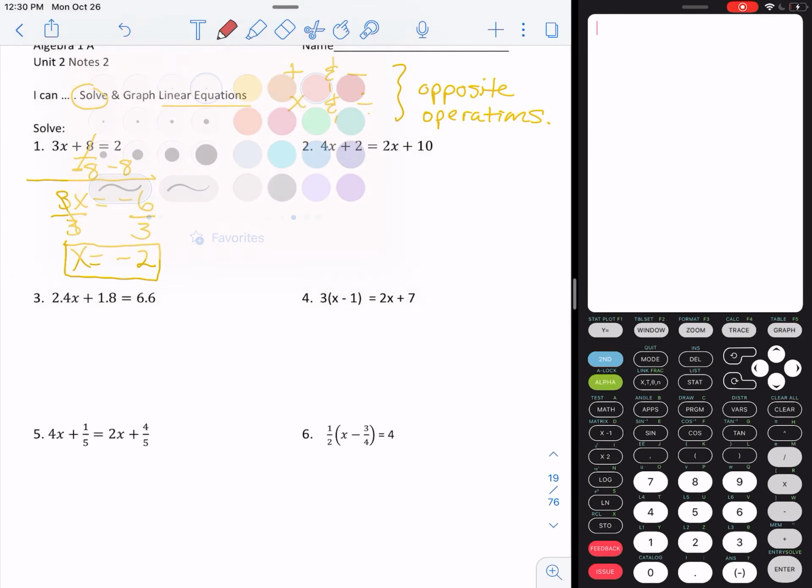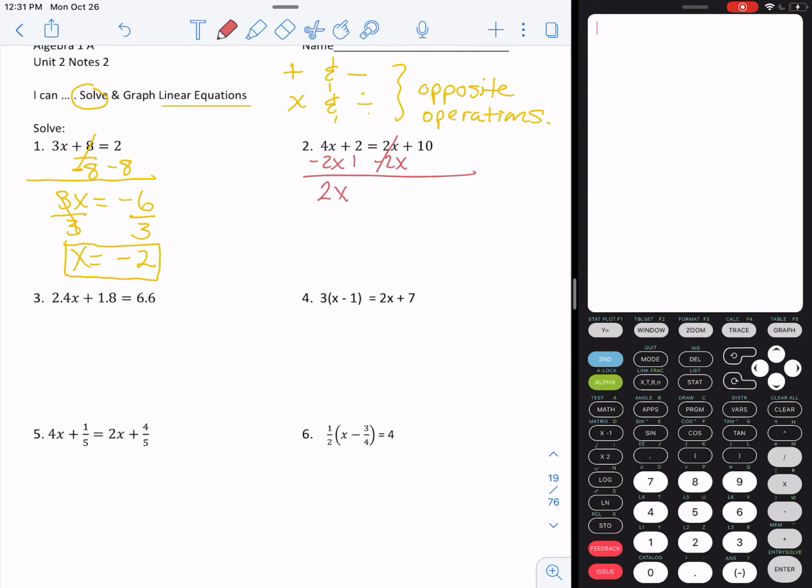So we're going to start by trying to get the x's together. So I'm going to subtract the 2x from the 4x to get those together. So 4x minus 2x is 2x. Everything else stays the same in this step. And then to get rid of plus 2, we're going to subtract 2. So that leaves me 2x equals 10 minus 2 is 8. And then divide both sides by 2, and you get x equals 4.